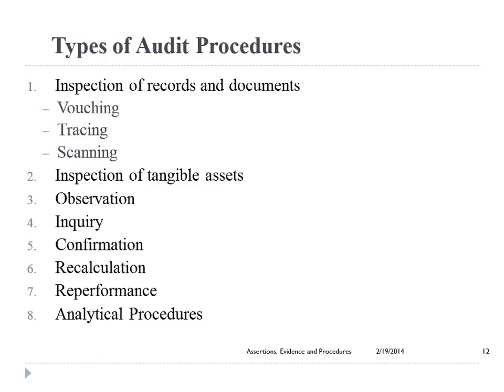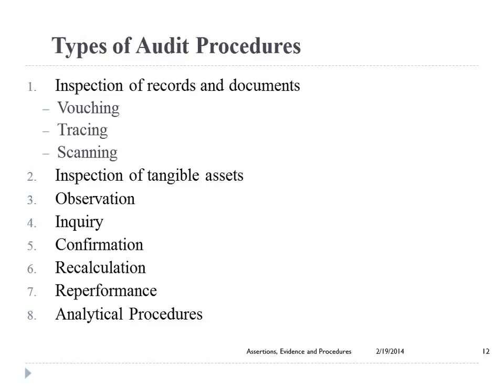You vouch documents, you trace. You select a sample of shipping documents, trace those back to the sales journal. You select a sample of sales from the sales journal, vouch those back to shipping documents. Tracing, vouching, and scanning. Inspection of documents. Inspection of tangible assets, such as inventory, such as fixed assets, such as cash, right?